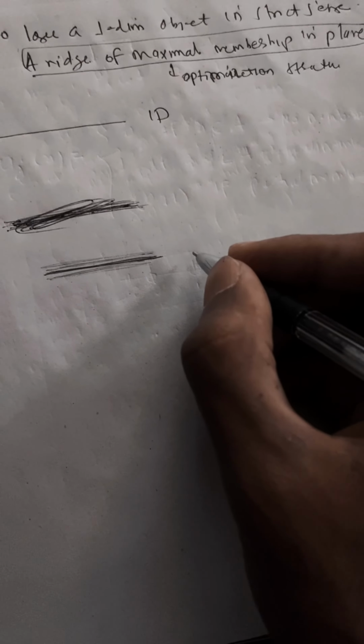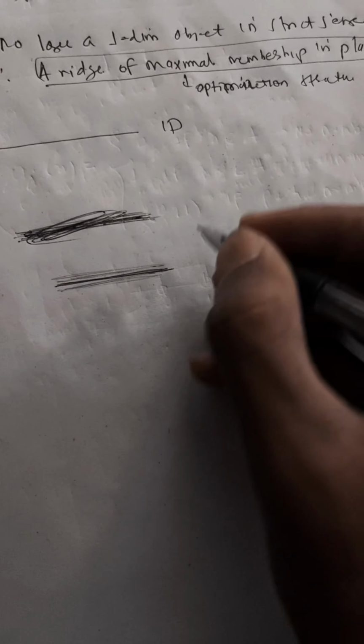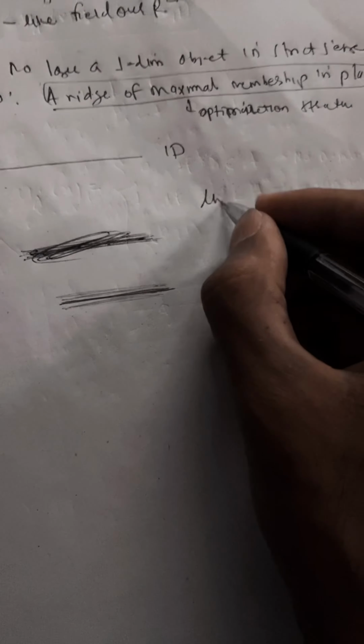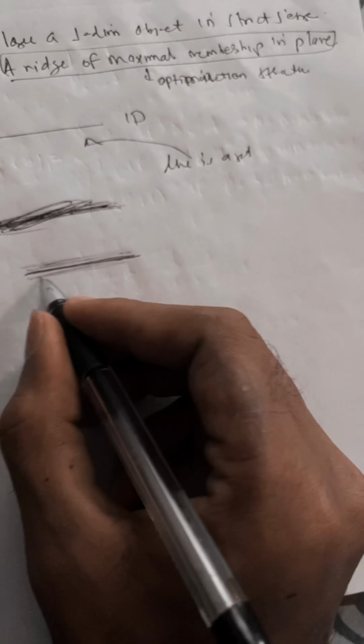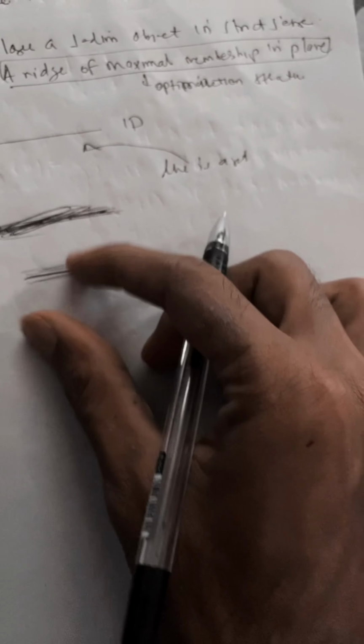So it's a field of belonging over a set. A line is a field of belonging over a set. Whereas in Euclidean geometry, a line was just a set. A line is a set in Euclidean geometry. But here a line is a field. It's like a field of belonging over the set.